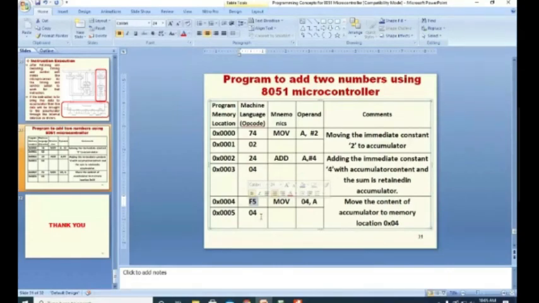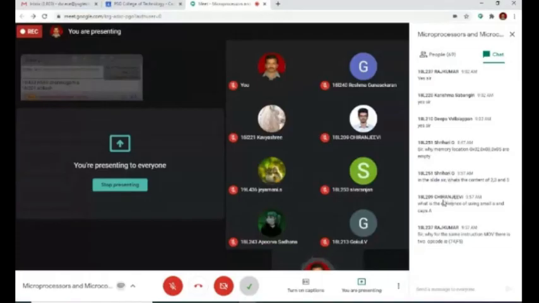You must understand that 100%. Siranjeevi's question, what is the difference of using small and caps A? There is no difference, Siranjeevi.